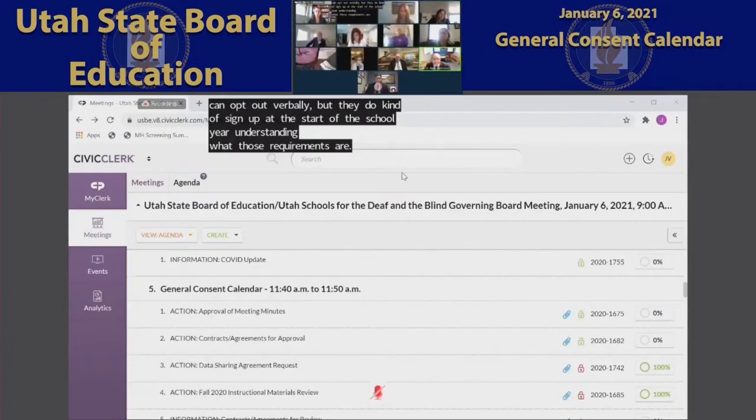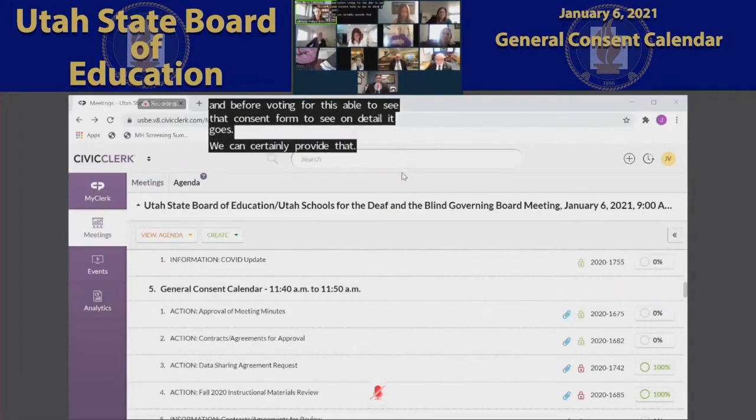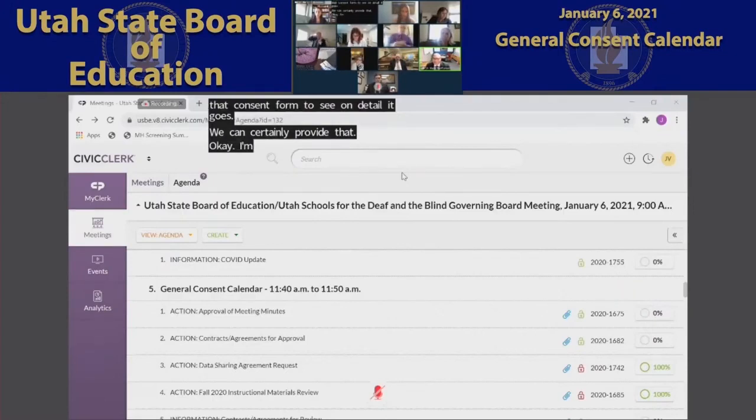Not seeing any other hands raised. We do have item number 3, the data sharing agreement request. Is that a time-sensitive request? I'm going to ask staff. I didn't get into the time side of this. Is this time-sensitive, or can this come back?